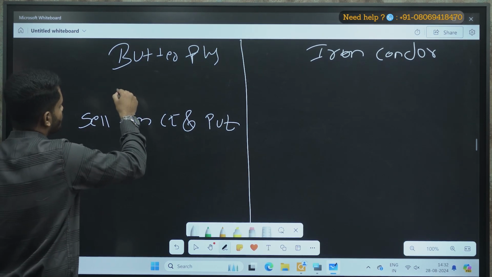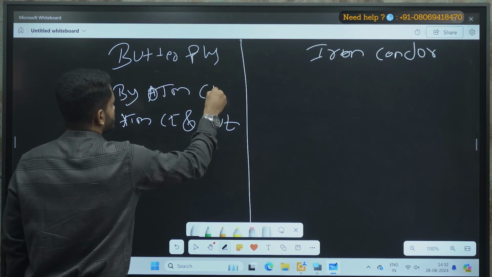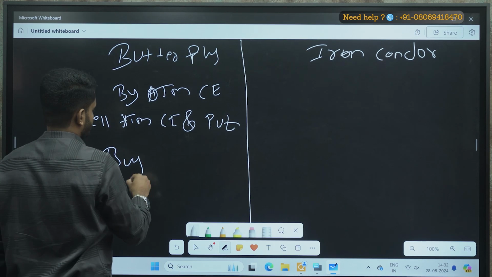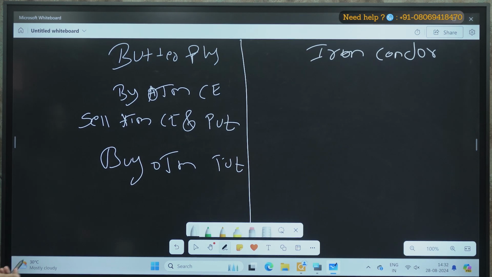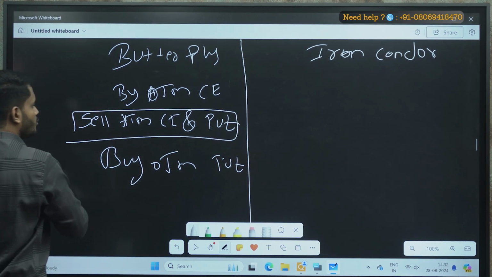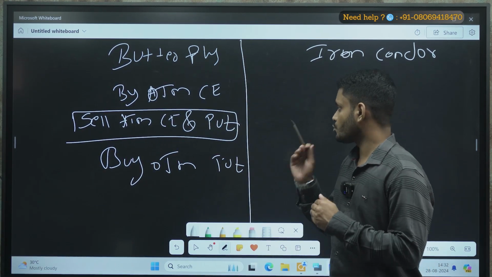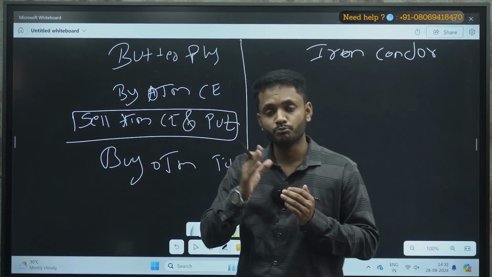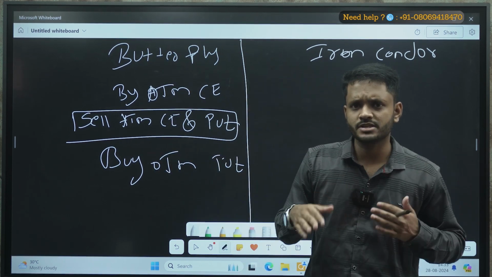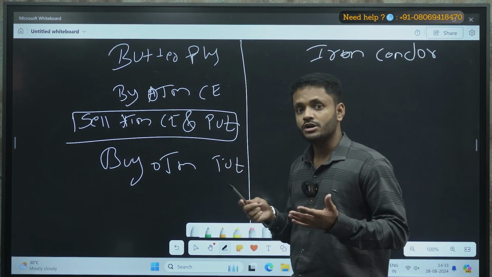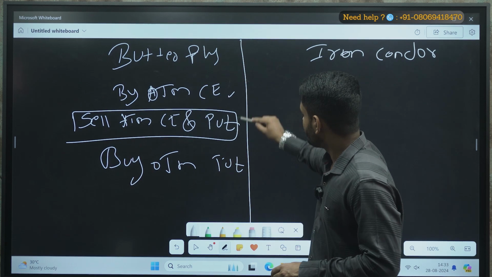Say 1 or 2 strikes OTM, I will buy an OTM call and an OTM put. Now if you see, this is the butterfly. This is the body, and in order to hedge this, because I have sold both ATM call and ATM put, if the market moves in a humongous direction, say 1000 points upside or 1000 points downside, the loss will be very huge.